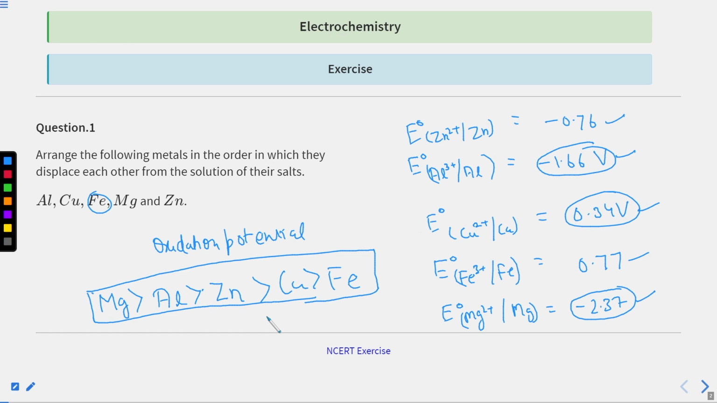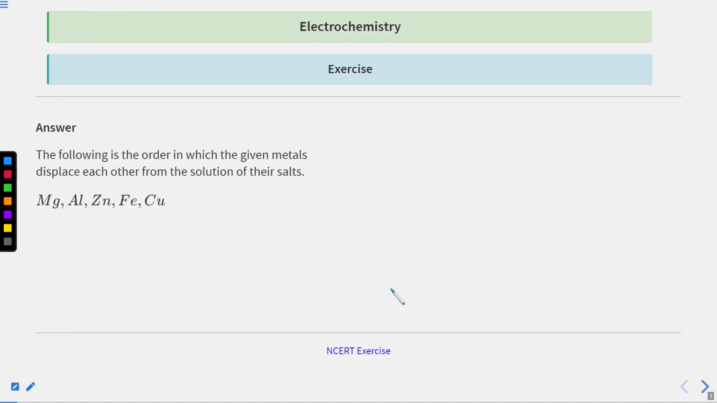Now, to get oxidized, it must have the greatest oxidation potential or the least reduction potential. So the one with the least reduction potential is this, so we place it in the first order. Then the second is aluminum, then zinc, then copper, and then iron. So this is our order. Now let us see the answer: magnesium, aluminum, zinc, copper, iron.